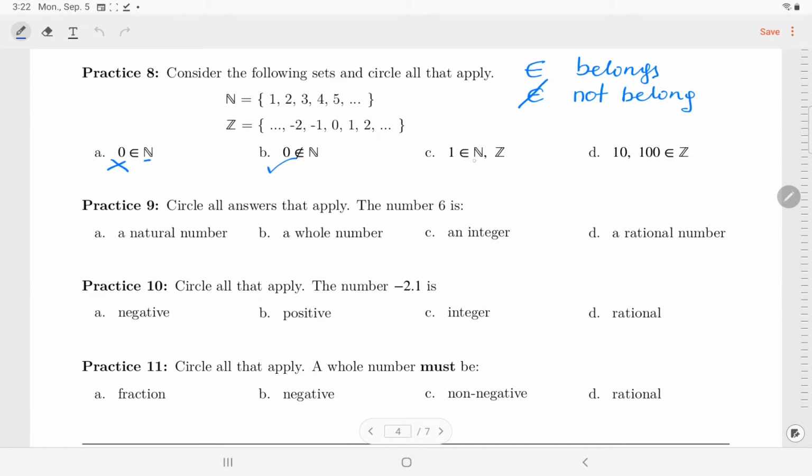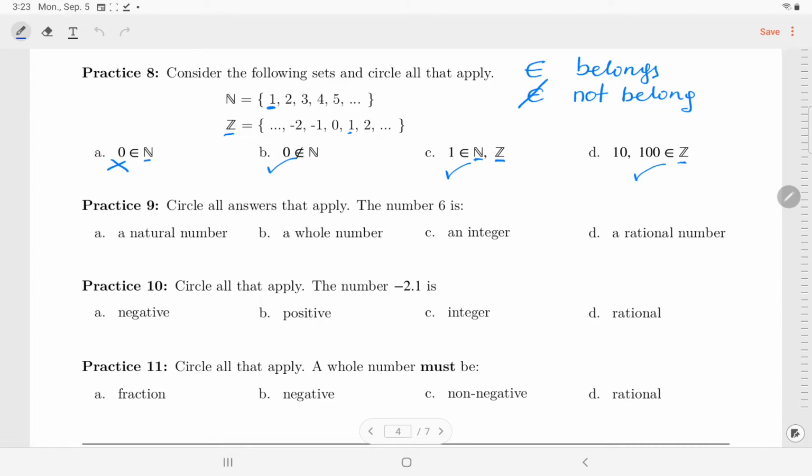1 belongs to natural numbers and integers. And we know that if it's a natural number, it's also an integer because all natural numbers belong to integers. They're a subset of integers. So since 1 belongs to the natural numbers, 1 must also be an integer. 10 and 100 belong to the set of integers. And since integers include all the positive and negative whole numbers, that is correct.